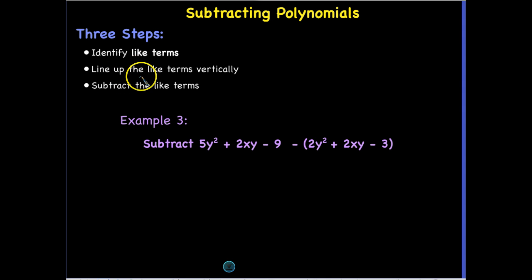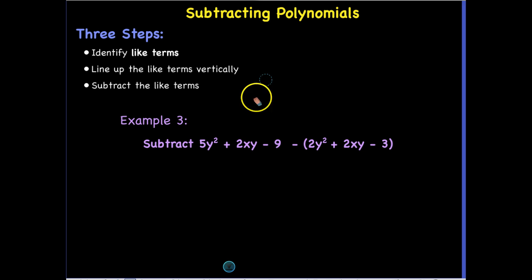Then we line up the like terms vertically, and I'm just going to use this second example because I think it's easier with subtraction. But again, you can do it horizontally as well. And then we're going to subtract the like terms. So I added this extra step, line like terms vertically, because many people, when they're horizontal like this, forget that this minus out here means minus 1, and they forget to distribute that to every term in the parentheses. So sometimes it's easier if we just write things vertically.